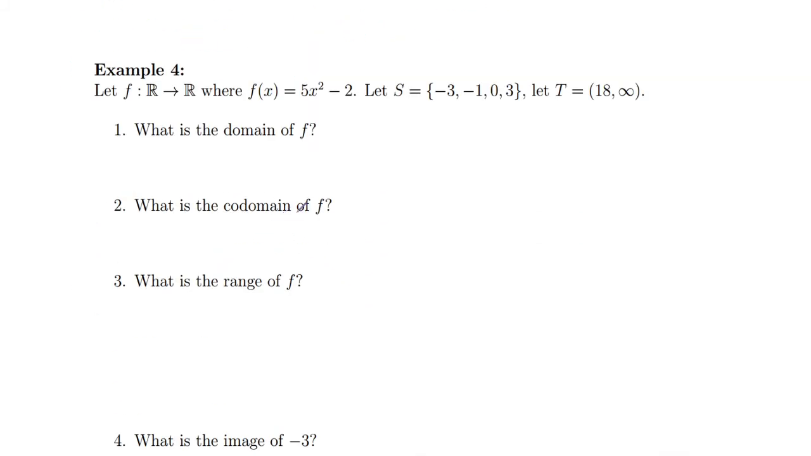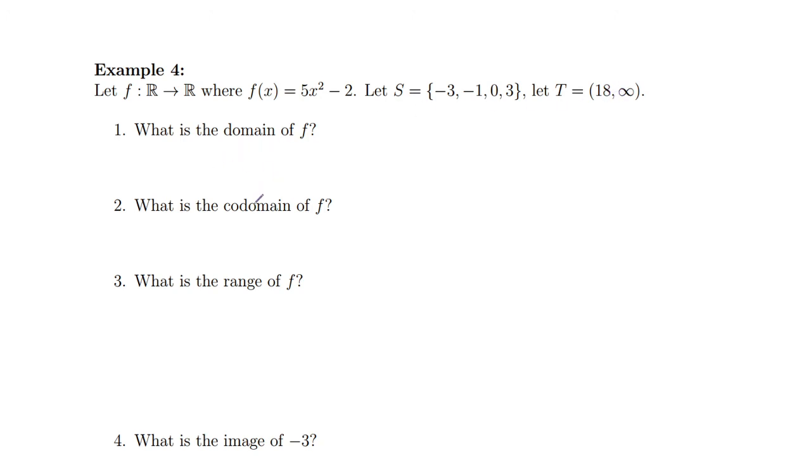Let's look at a specific example. Suppose I give you f, which goes from R to R, real to real, defined algebraically this way: f of x is 5 times x squared minus 2. Then let's define two sets. Let S be the set containing these four numbers: -3, -1, 0, and 3, and T is the interval from 18 to infinity. In other words, T is the collection of real numbers that are strictly greater than 18.